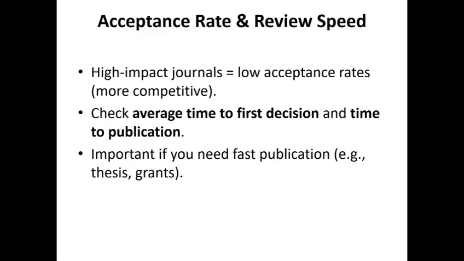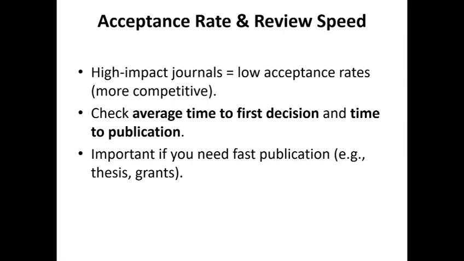Then acceptance rate and review speed. High impact journals always have a low acceptance rate. They will not accept all the articles. It is very competitive there. So you have to check what the average time is. It will be given on the journal website only: the average time to get the first decision and the time to publication.